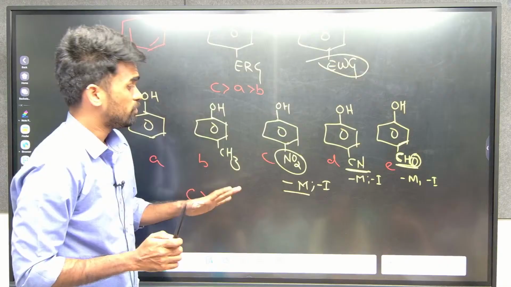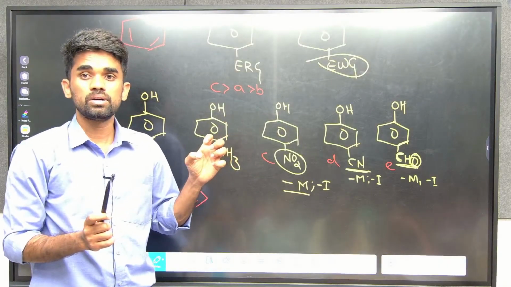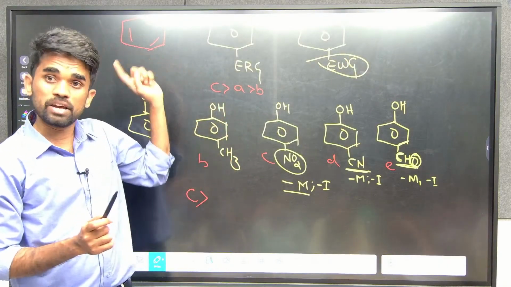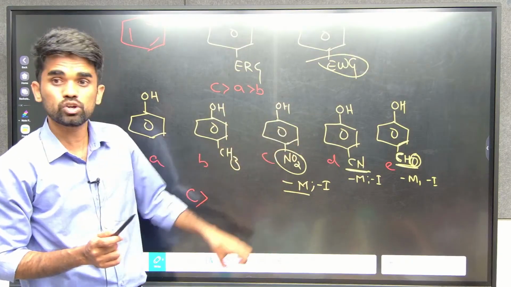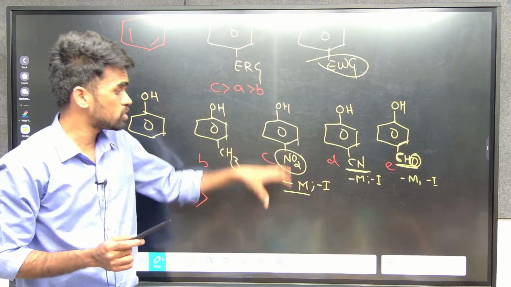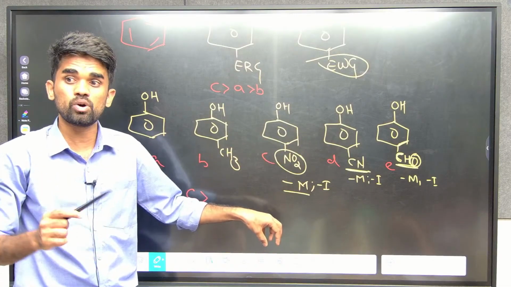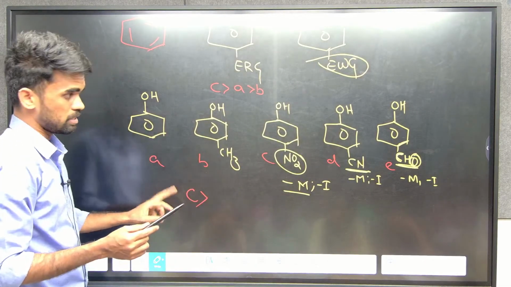Okay, but which is the strong effect we have? In both effects, nitro group is the strongest one. So which is the strong withdrawing group? Nitro. So the stronger the electron withdrawing group, the more acidic it will be. So which one? C.